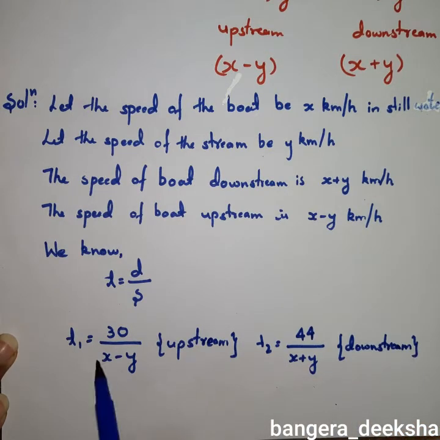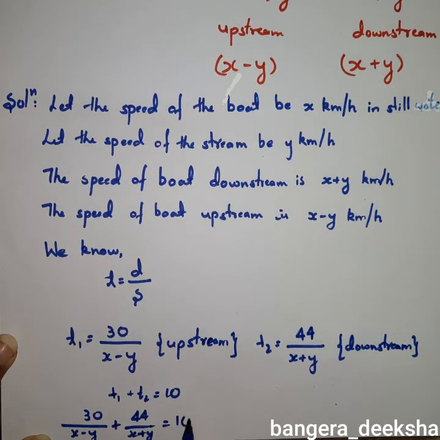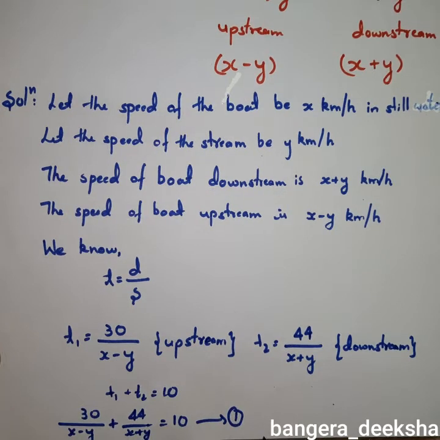So upstream 30 kilometers and downstream 44 kilometers will be traveled in 10 hours. So we can write T1 plus T2 is equal to 10. Writing this equation, we'll write 30 divided by x minus y plus 44 divided by x plus y is equal to 10. This is our first equation.